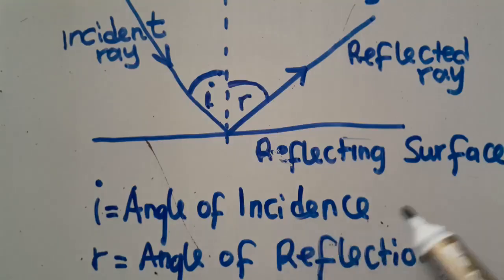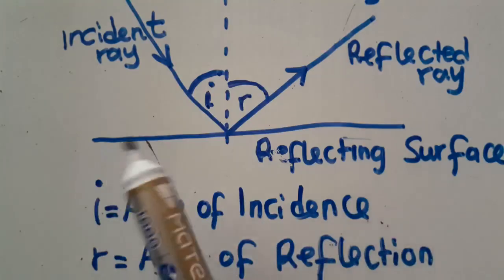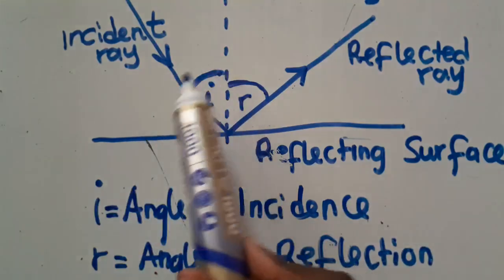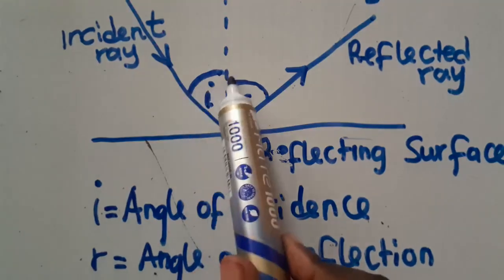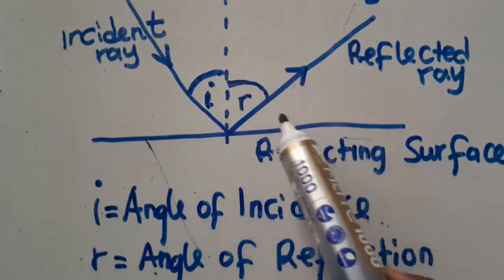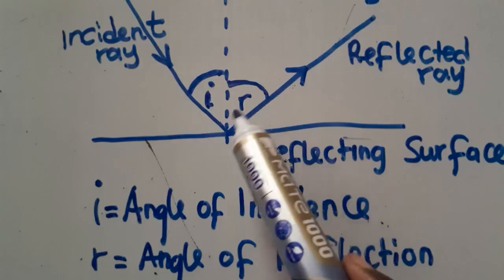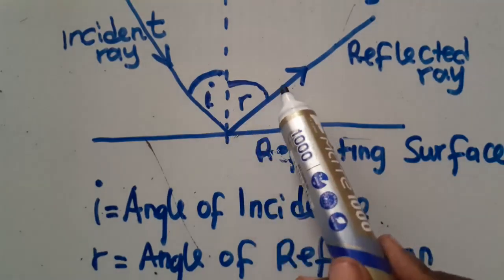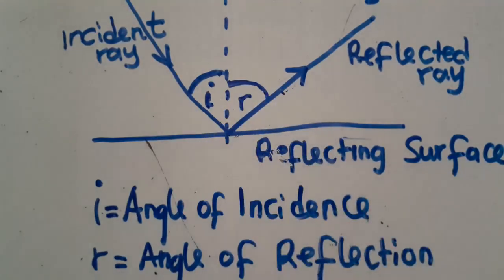So the angle of incidence is between the incident ray and the normal ray. This one is called the incident ray. This one is called the normal ray. Then we've got the angle of refraction. The angle of refraction is between the refracted ray and the normal ray. Make sure you understand these things. If possible, write down some points so that you don't forget this even in an exam.